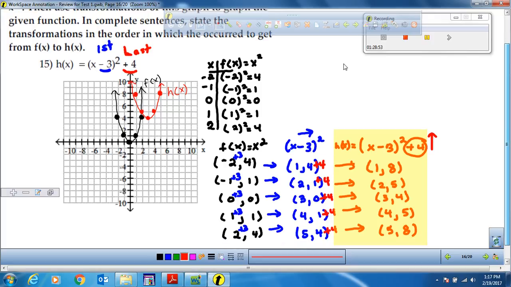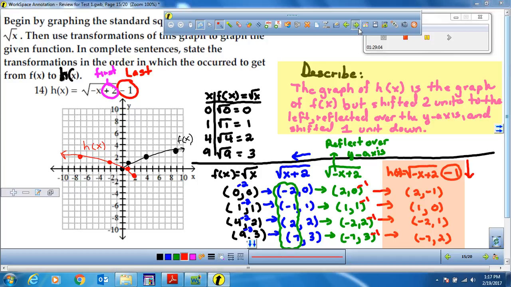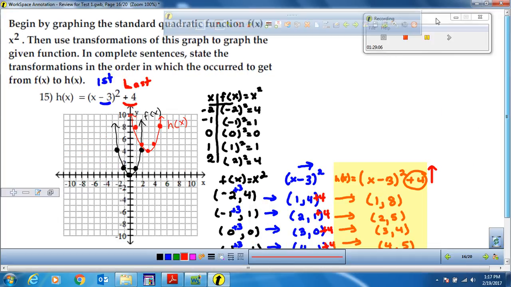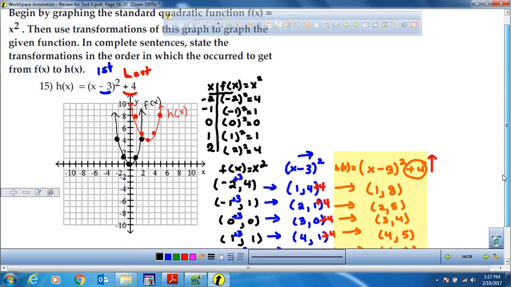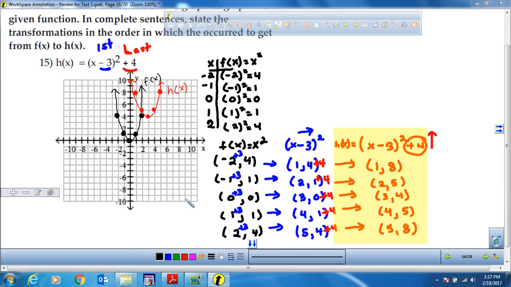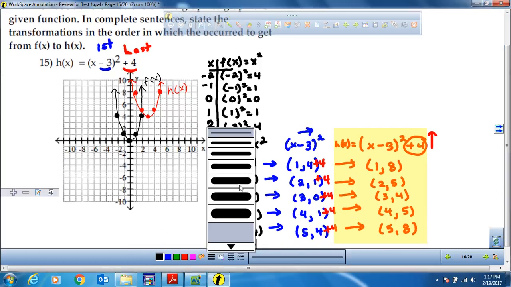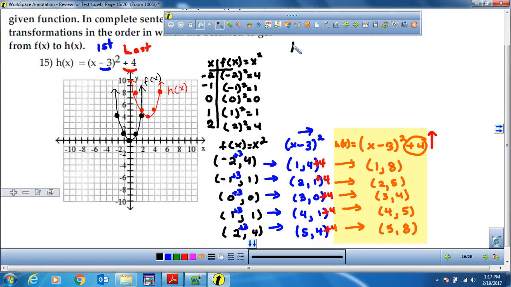Of course, I forgot to mention something, I believe. Let me go back really quick. Did I describe? Yes, I need to describe how the graph of g is related to the graph of f in this question, right? So that's what we need to do. So I'm going to write the description here. There's only two things that we need to describe here, because there's only two changes.